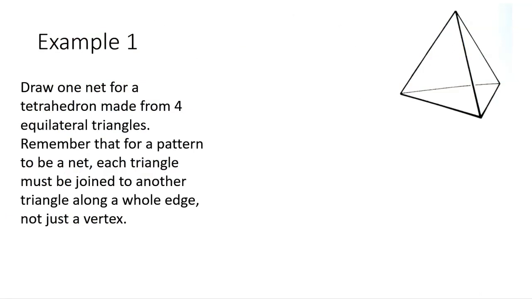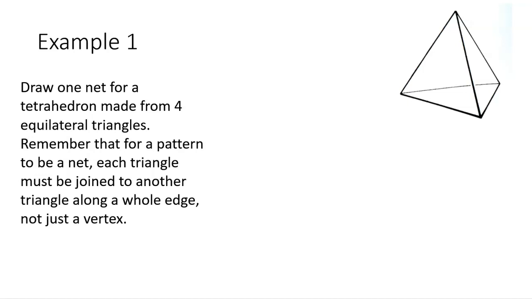All right, drawing one net for a tetrahedron made from 4 equilateral triangles. Remember that for a pattern to be a net, each triangle must be joined to another triangle along a whole edge, not just a vertex. So there's actually more than one way to build this net. If your brain thinks of this differently, you're not wrong, as long as you follow those net rules.